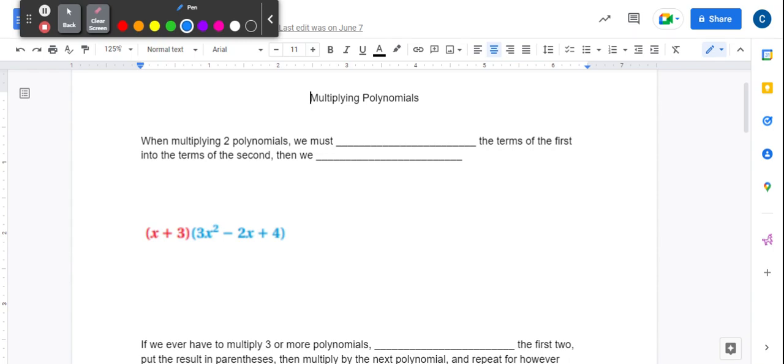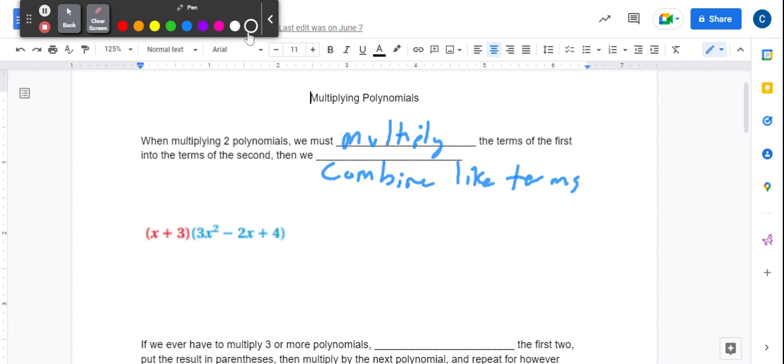So, if we're multiplying two polynomials, we need to multiply the terms of the first by the terms of the second, and then we'll combine like terms. Okay, multiply the terms of the first into the terms of the second, then we'll combine like terms.